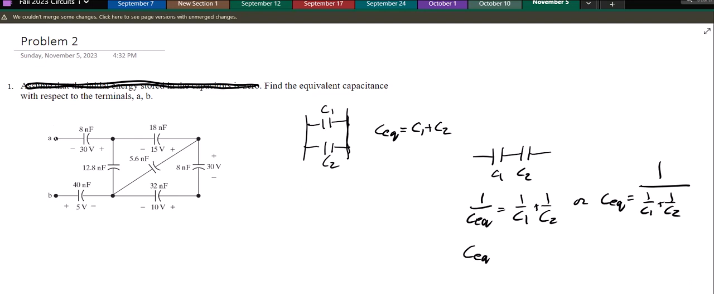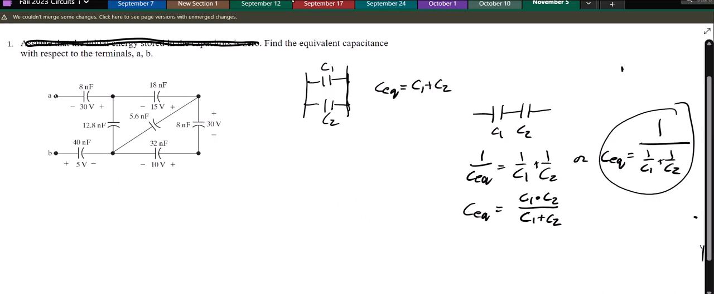Or, if you just have two capacitors, you can use the shortcut of product over sum, C1 times C2 over C1 plus C2. But if you have more than two, then you can't use that. You would have to use something like that. Okay, so we want to find the equivalent capacitance here. So the first thing that we have to do is look and see what's in series, what's in parallel.